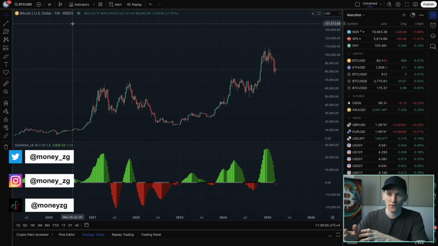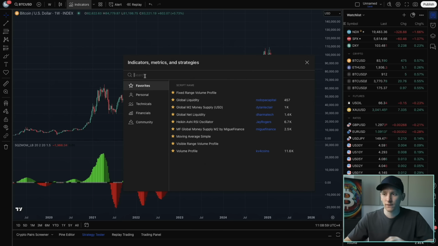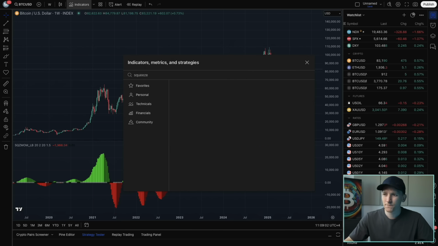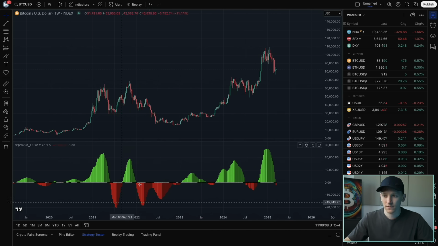We'll look at three completely free to use indicators on TradingView. The first one is called squeeze momentum. So go to indicators here on your TradingView, just type in squeeze and it should come up right here. It's this one. So squeeze momentum indicator, click that on.